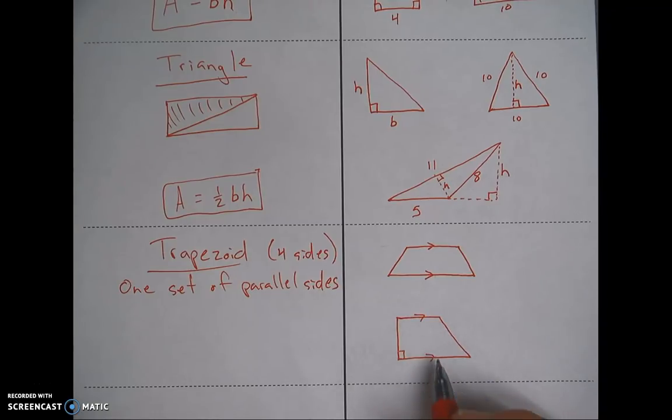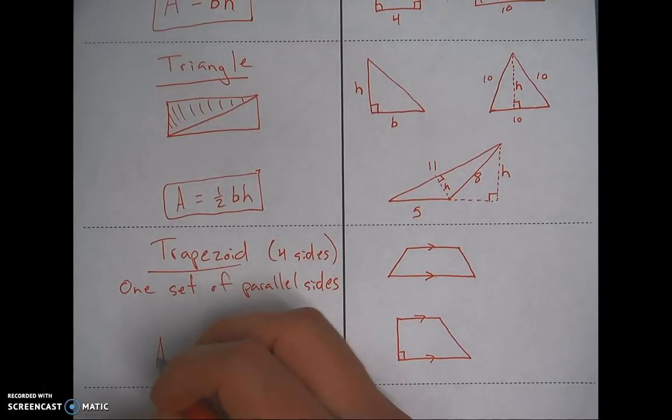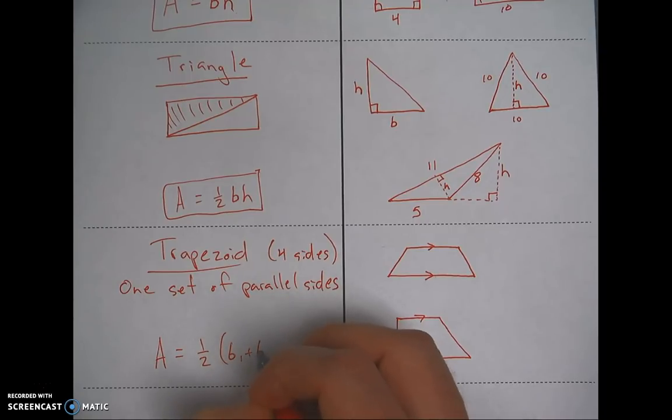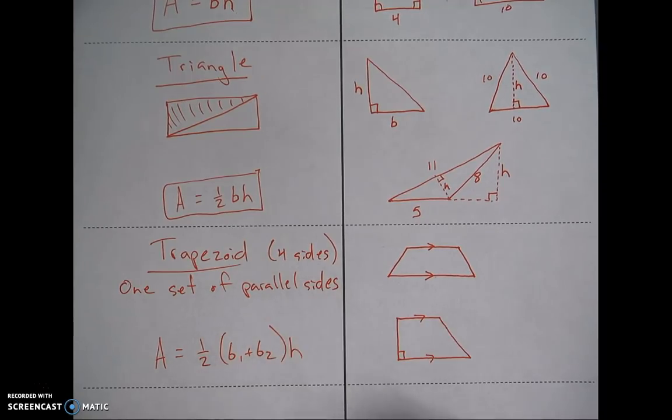Okay, still a trapezoid. Top and bottom are parallel. The other two sides are not. Formula for this: 1/2 base 1 plus base 2 times the height.